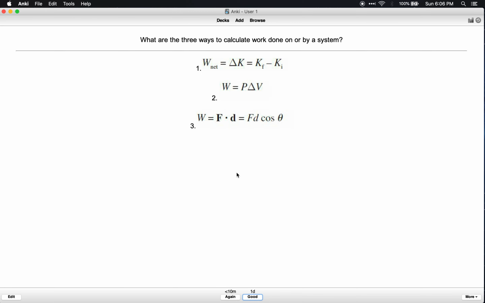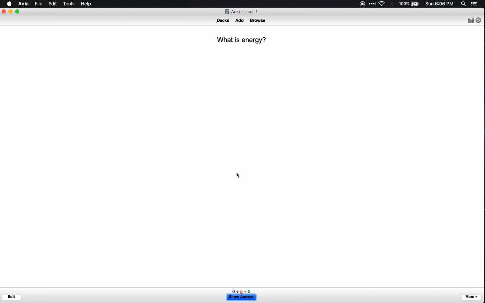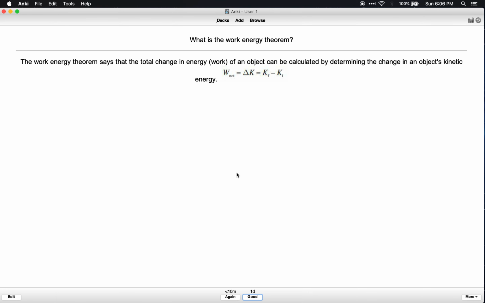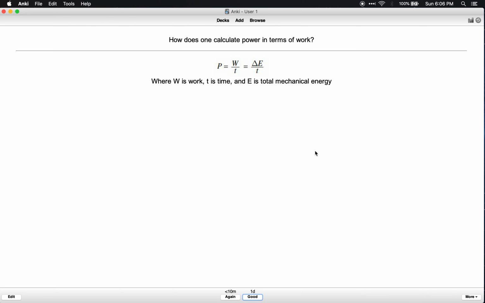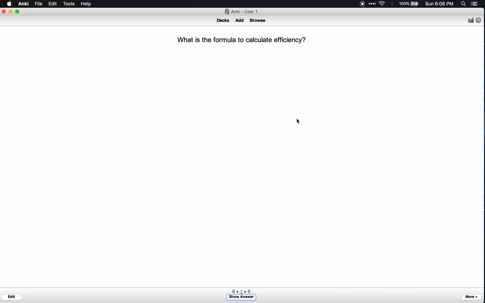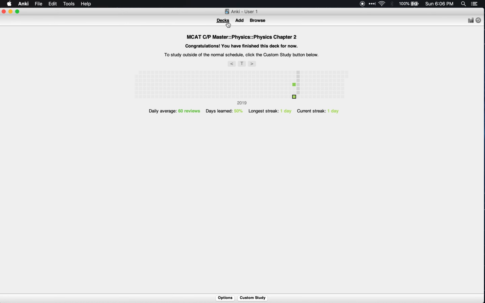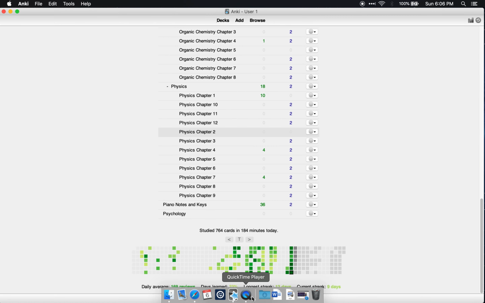What are 3 ways to calculate work? Work net equals delta KE, work equals P delta V, and work equals force d cosine theta. Energy is the capacity to do work. Mechanical advantage is force out over force in. The work energy theorem states that work net equals delta KE. Power in terms of work equals work over time, or delta E over time. Efficiency equals work out over work in, or load times load distance over effort times effort distance. Cool. Nice.